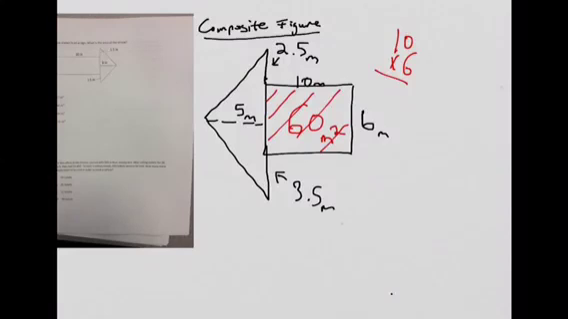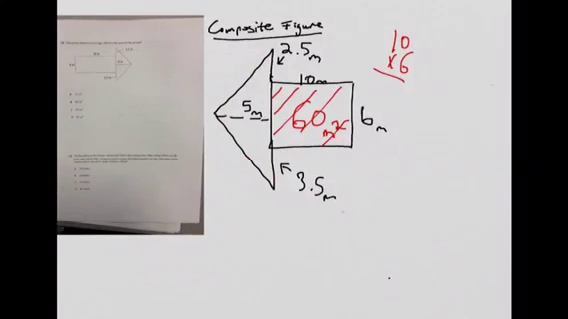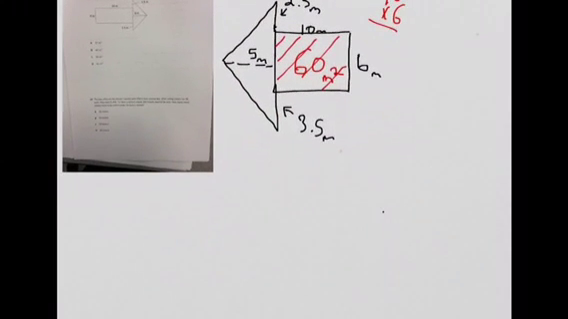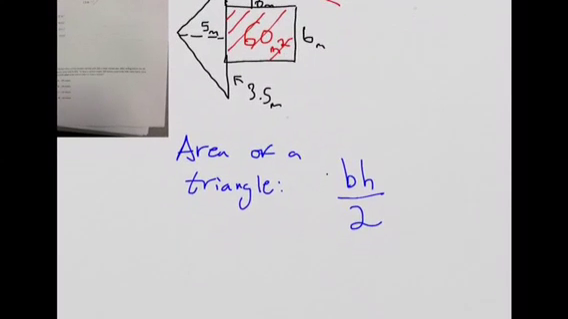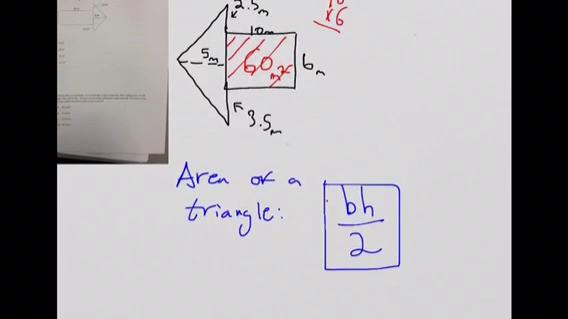Now we need to figure out the area of this triangle here. So the way to do that, and this is very, very important, area of a triangle. Please commit this to memory. Base times height divided by 2. This is key. Base times height divided by 2.